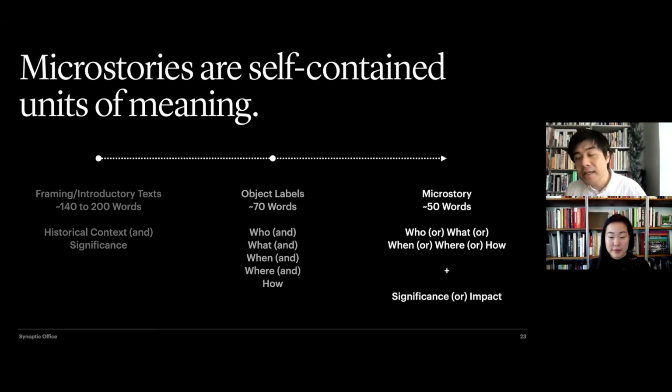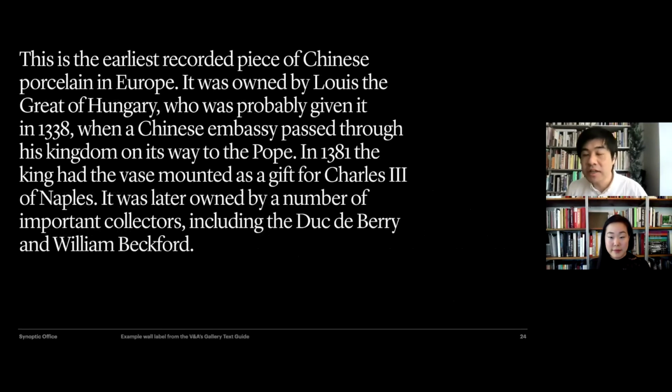And what makes it unique is that they're a combination of one of the 5 W's, the who, the what, the when, the where, or the why, or the how, along with the significance or the impact. And that is the key part, because that allows us to connect with the individual in a moment of time.